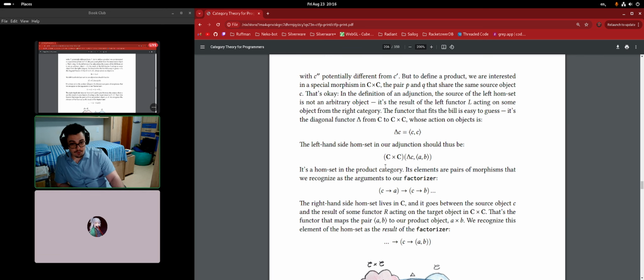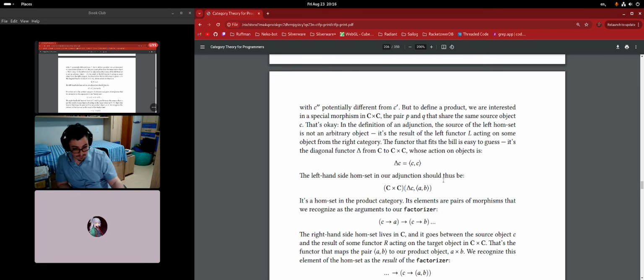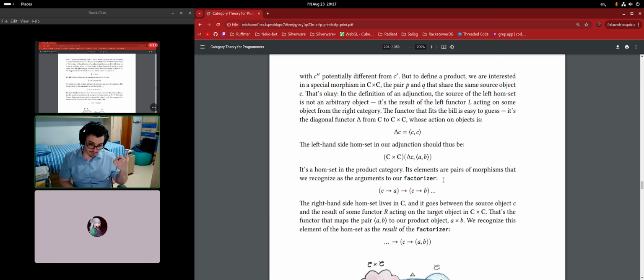It's a home set in the product category. Yes. Its elements are pairs of morphisms that we recognize as the arguments. CC, AB. Makes sense. The right hand side home set lives in C. And it goes between the source object C and the result of the R functor acting on the target object CC.